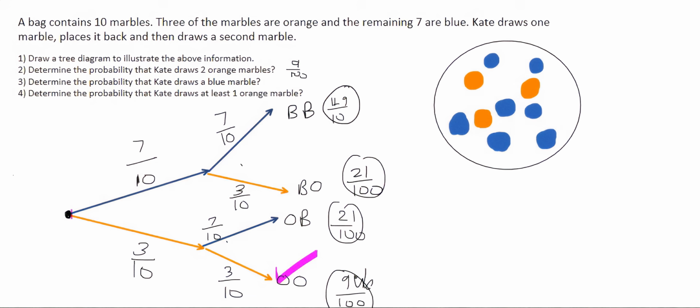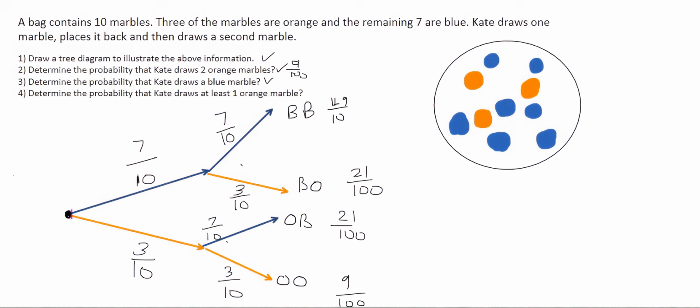So let me explain that once more. All 4 of those branches should add up to 1, which is 100 over 100. The bottom branch is 9 out of 100. So if that's 9 out of 100, then it means that these 3 branches over here should give us 91 out of 100. Next question says, determine the probability that Kate draws at least one orange.